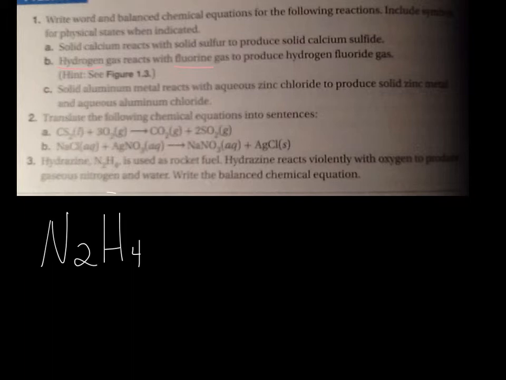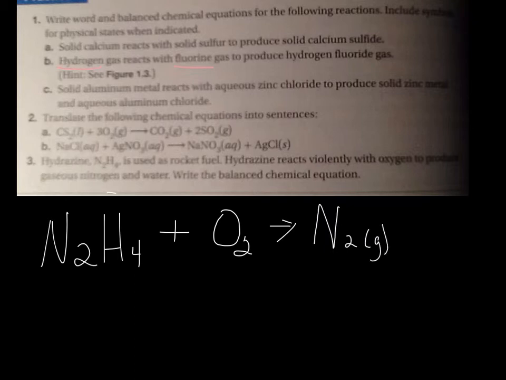It's used as rocket fuel. It's going to react violently with oxygen, and oxygen is diatomic, so when it's alone, it's always O2. And then it says to produce gaseous nitrogen. Nitrogen is also diatomic, so I'm going to make it N2, and it's gaseous. They gave us that. And water. Water is H2O. Here is our formula, and now we just need to make sure it's balanced.